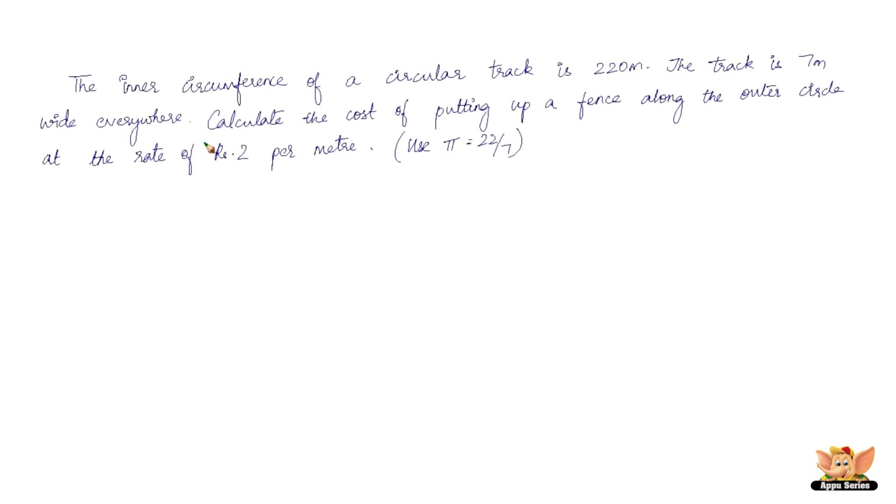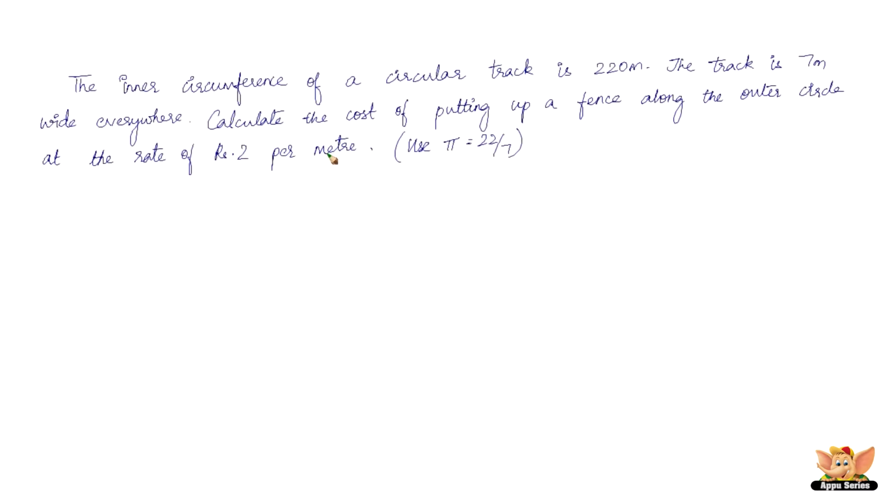Only thing that we need to calculate another extra thing in this problem. So the question reads like this. The inner circumference of a circular track is 220 meters. The track is 7 meters wide everywhere. Calculate the cost of putting up a fence along the outer circle at the rate of rupees 2 per meter.